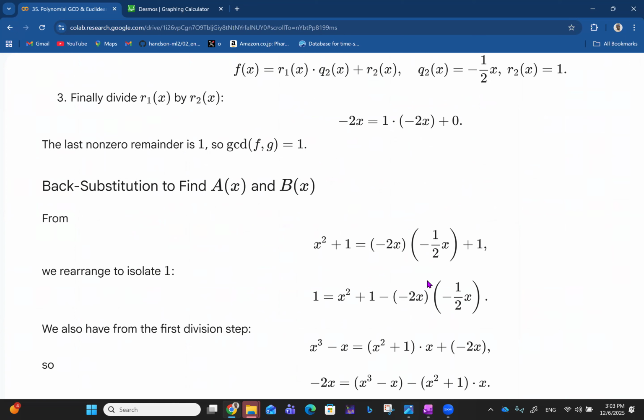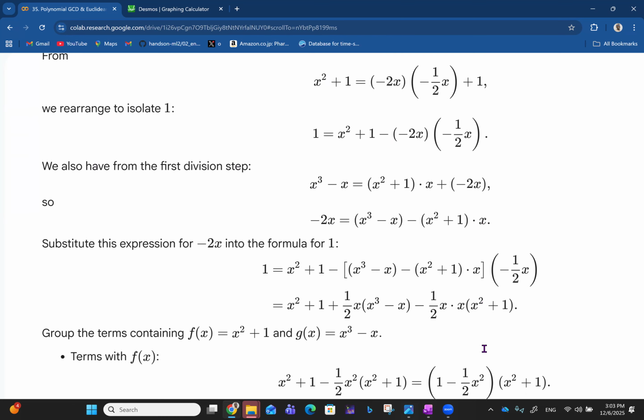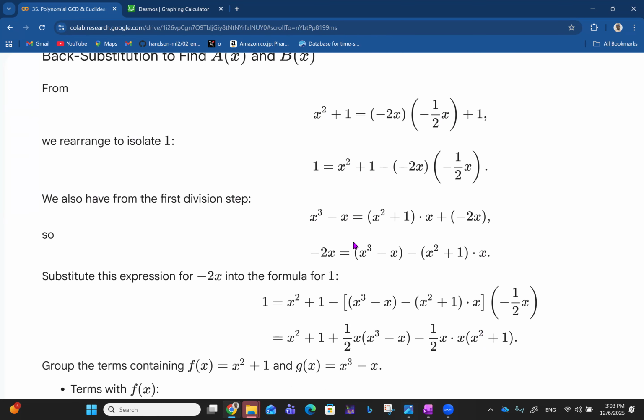So to isolate 1, we have x squared plus 1 equals minus 2x into minus half x, plus 1. So what we have done here is we transfer everything. So you have x squared plus 1 minus minus 2x into minus 1 over 2x. We also have from the first division step that x cubed minus x is x squared plus 1 times x plus minus 2x, which was the first remainder.